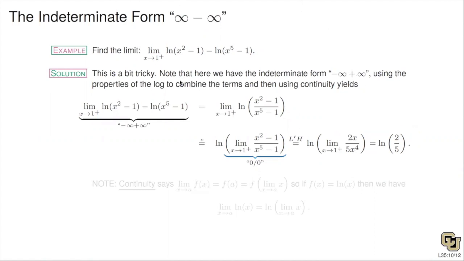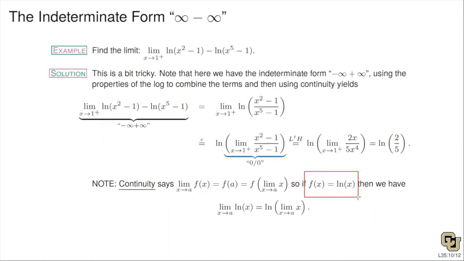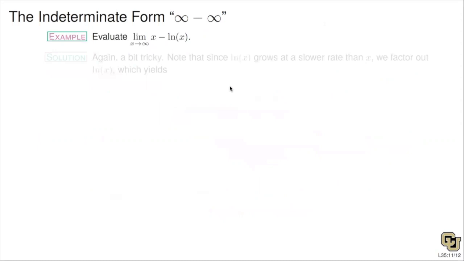So here's just my explanation for using continuity. It's just the usual thing. The continuity means we can bring the limit inside. So when the function is ln of x, that looks like this. That looks like we can literally just bring the limit inside. That's what continuity looks like for the natural log function. So this last one is kind of sneaky.